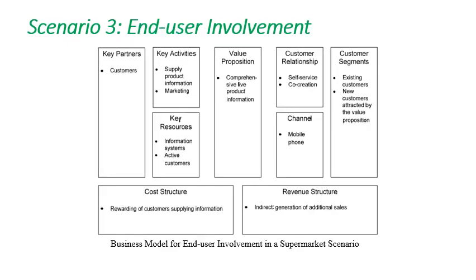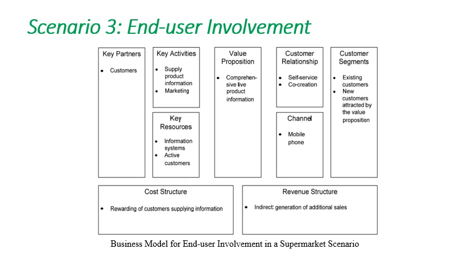Next we are going to see the third scenario, that is end user involvement. How far our consumer is involved in producing the data to assess it. Here the key partners are our customers. The key activities are supplying product information and marketing. The key resources are information systems and active consumers. The value proposition is comprehensive live product information.